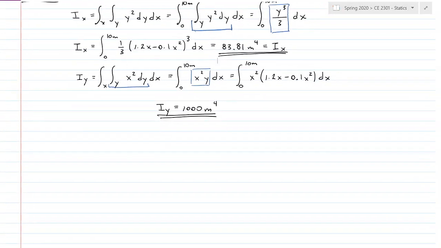The polar moment of inertia is very simply adding those two together. So that will be 83.81 meters to the fourth plus 1,000 meters to the fourth, which equals 1,084 meters to the fourth, to 4 significant digits.